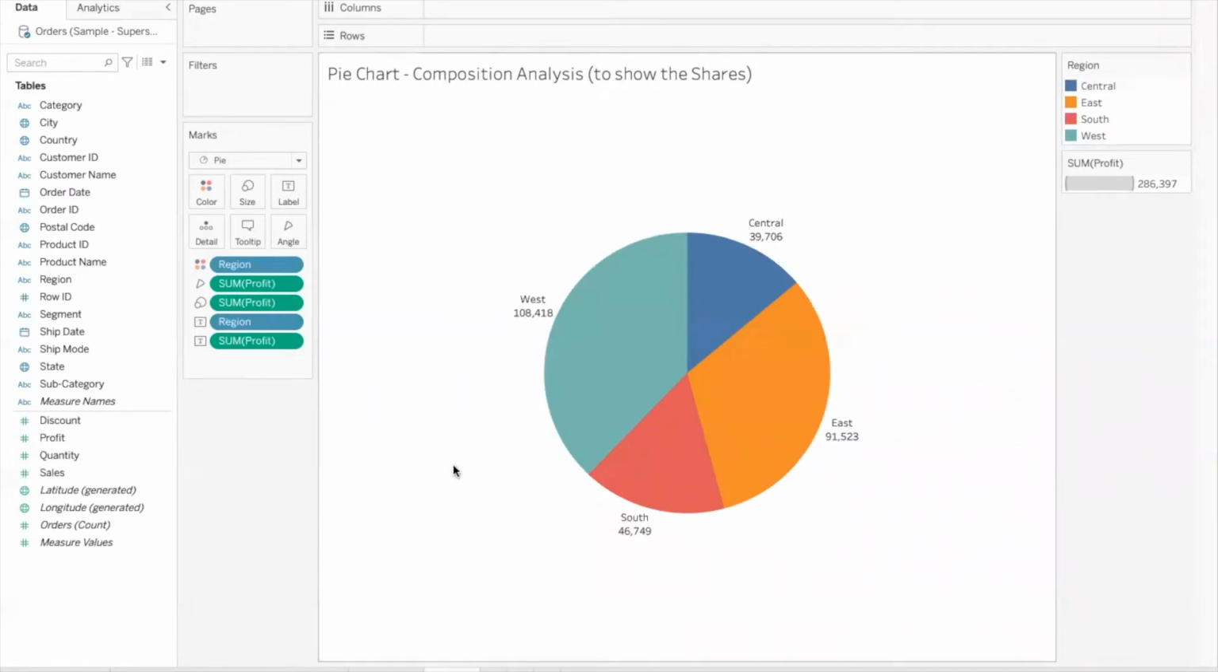Okay, what next? We got the pie, we labeled the slices, everything looks perfect. How about showing these numbers as percentages? That would be even great, isn't it? Because the circle is indicating the overall profit. Now, what percentage of that overall 100% profit is coming from which region? 39,706 is the profit from Central. But in terms of percentages, what is it? How do we get it?